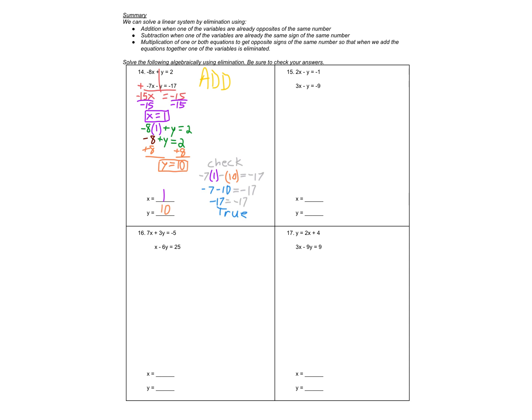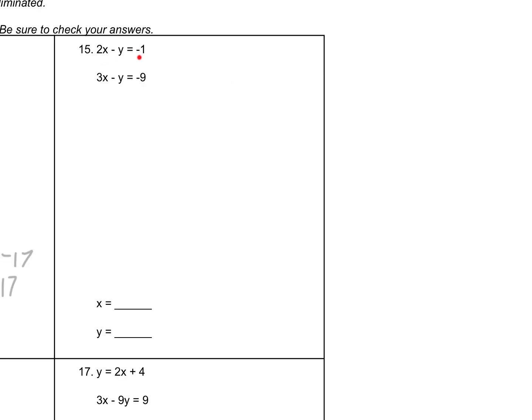Now let's look at number 15. 2x minus y equals -1, and 3x minus y equals -9. See if you can solve this problem. Otherwise, we want to try to eliminate one of them. And we see here I have -y and -y. I need one of them to be a positive y, so I could really just multiply one of them by -1. Remember to distribute to all those.